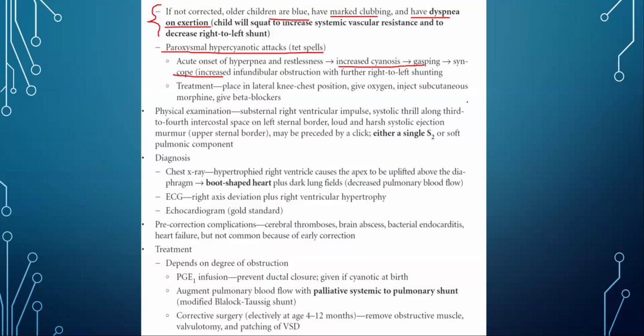For such an attack in tetralogy of Fallot, we put the child in a knee chest position, give oxygen, morphine, and beta blockers. So that's the treatment for tet spells.